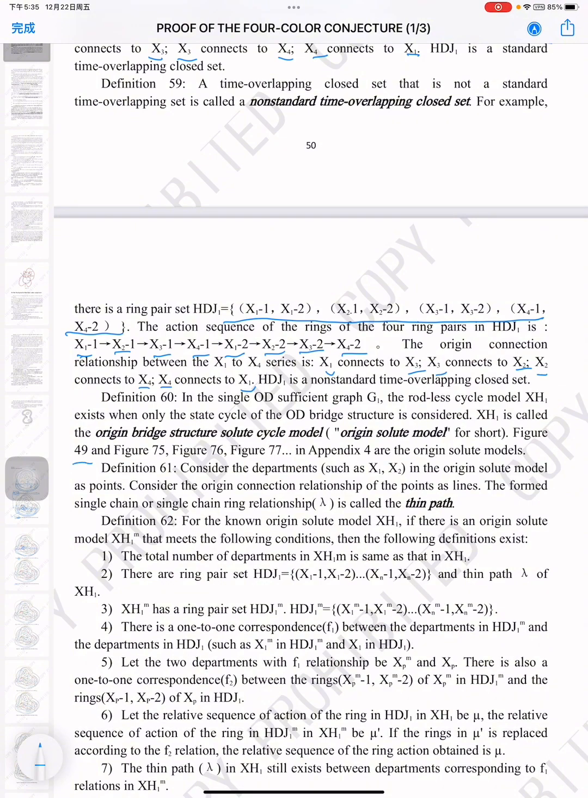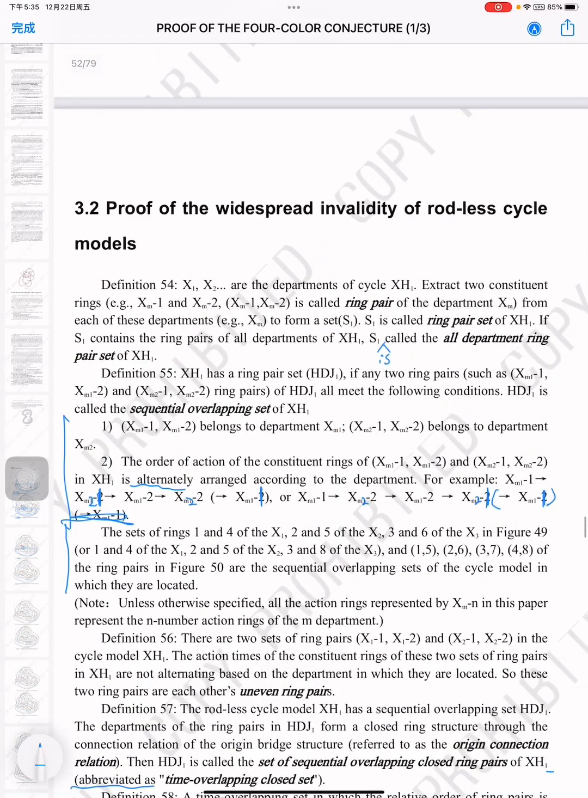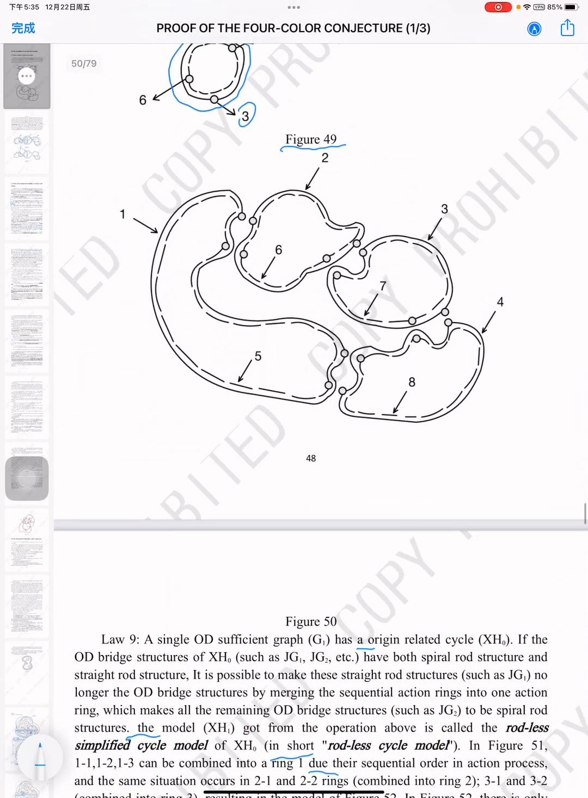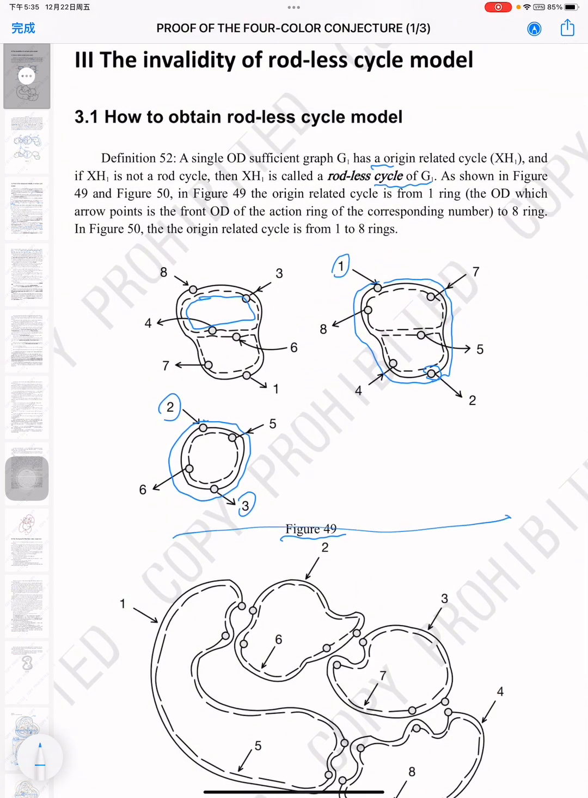We can first look at Figure 49. Okay, we can see Figure 49. This cycle makes sure the OD origin bridge point has a sloot in the cycle process. We can see this bridge structure, origin bridge structure. So first we go here.